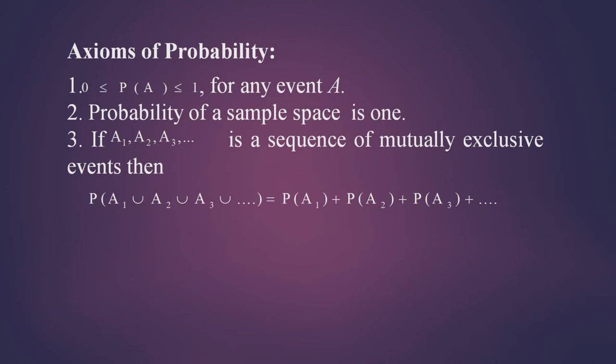Now, if A1, A2, A3 and so on is a sequence of mutually exclusive events, then the probability of A1 union A2 union A3 and so on will be equal to probability of A1 plus probability of A2 plus probability of A3 plus and so on. So, this is a sum of the individual probabilities of these events.